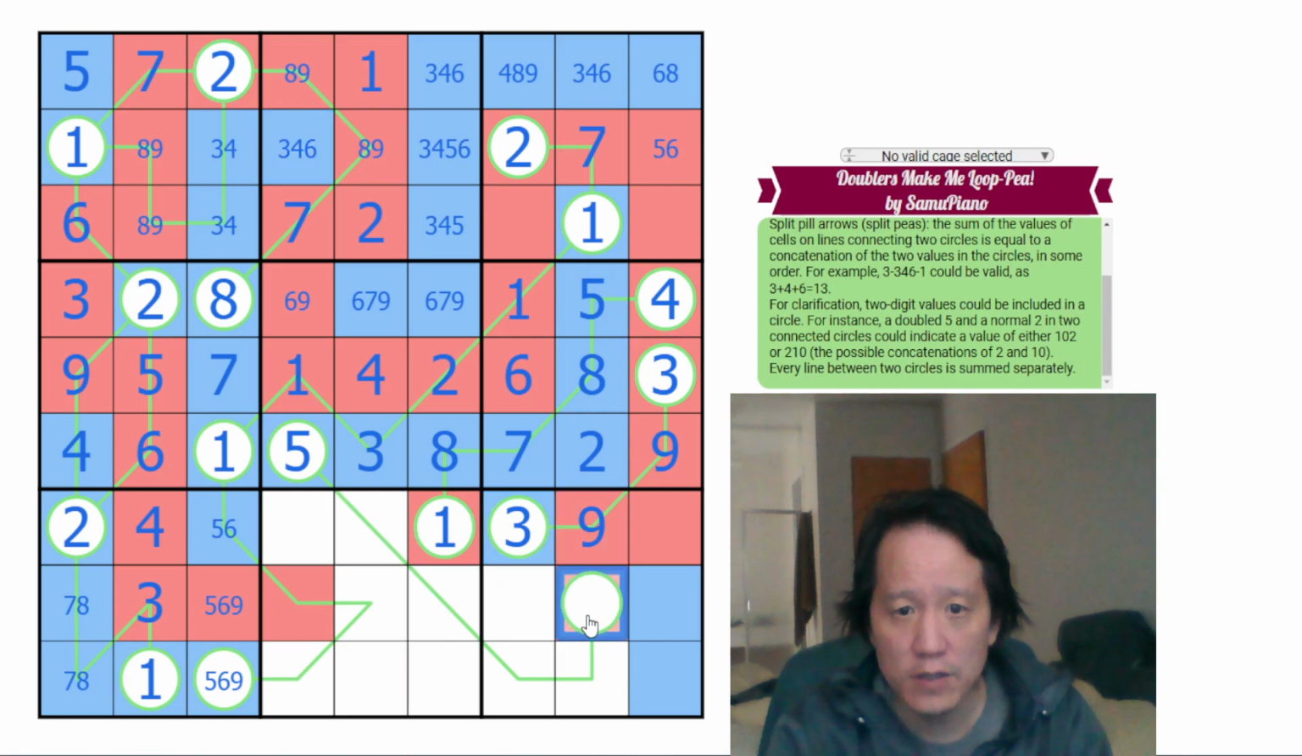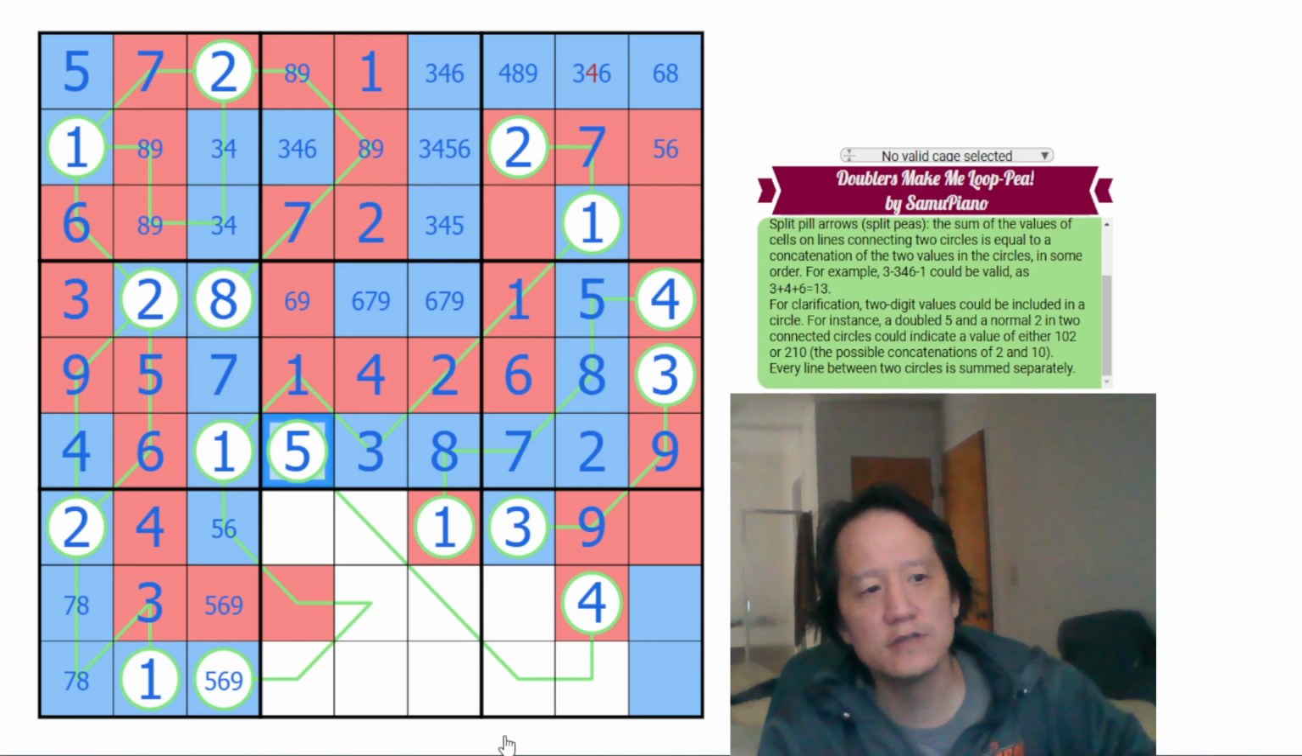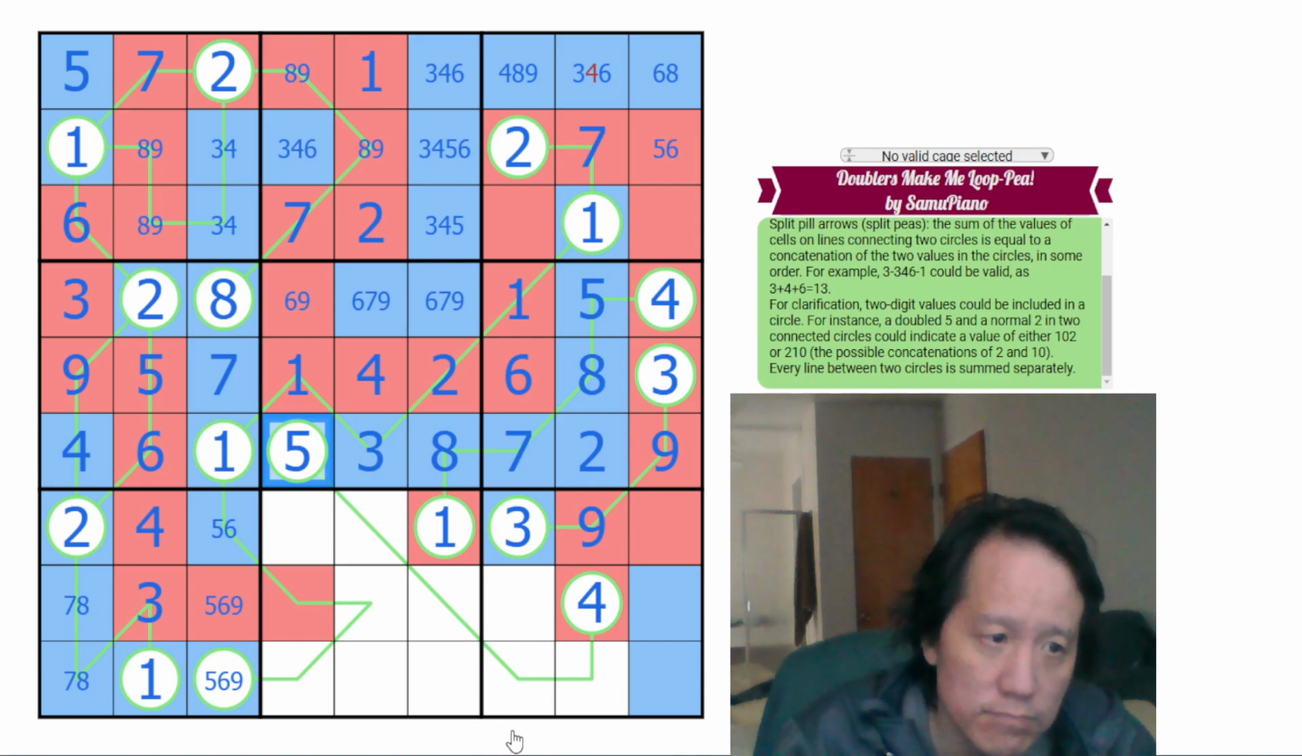Let's fill in. Okay, so we got all of these. This is a 5. We don't know what... Oh, this has to be doubled. There's no way this is adding up to a 3-digit number. So, yeah. So this would have to be 3 or 4. It can't be 3, so it's a 4. So this is either 58 or 85. Can't be 85. 58. This is 58.